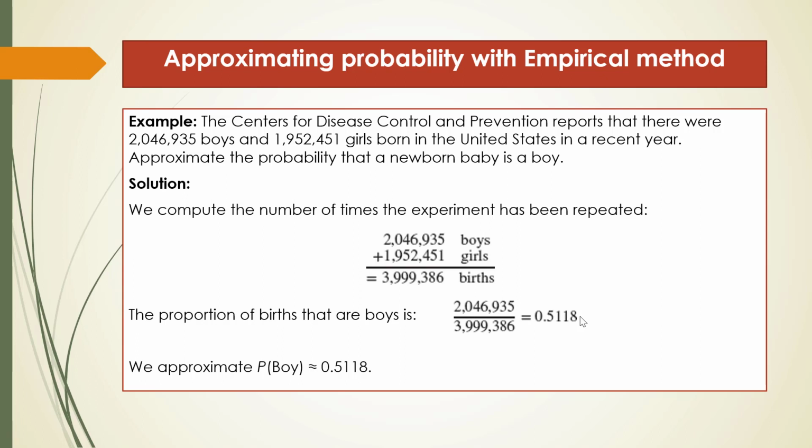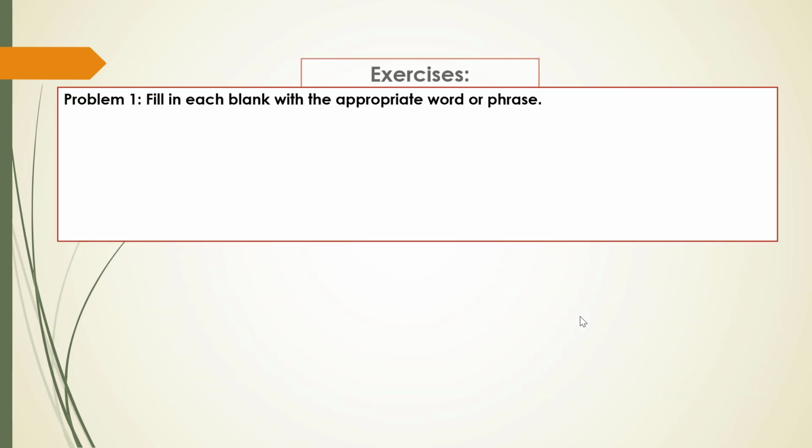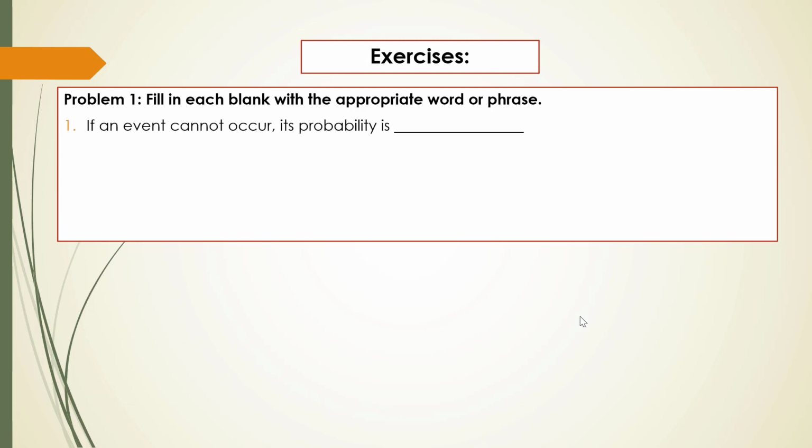So that's everything for today. Now we are going to do some practice. Problem number 1, fill in each blank with the appropriate word or phrase. If an event cannot occur, its probability is, so here, an event that cannot occur is an impossible event. The probability should be 0. If an event is certain to occur, its probability is 1 because we're 100% sure this event will occur.